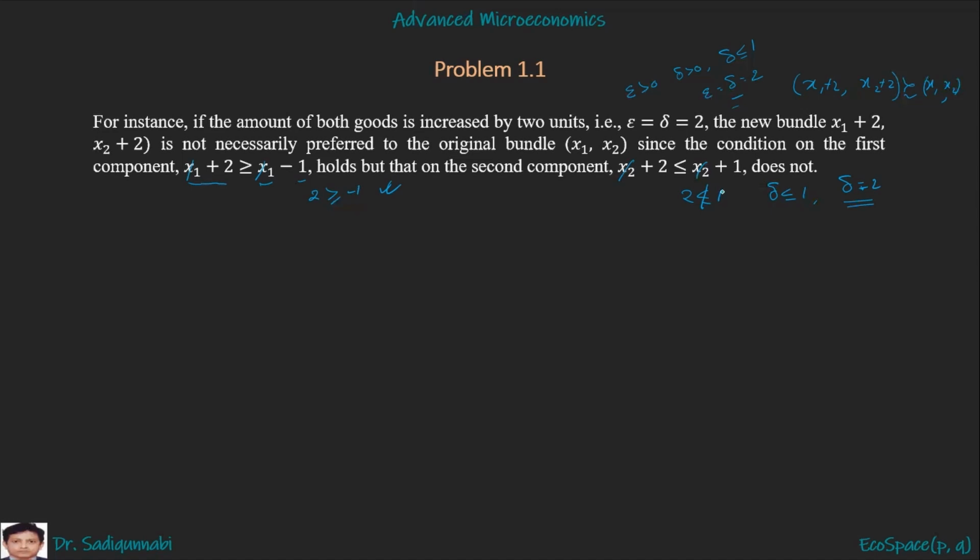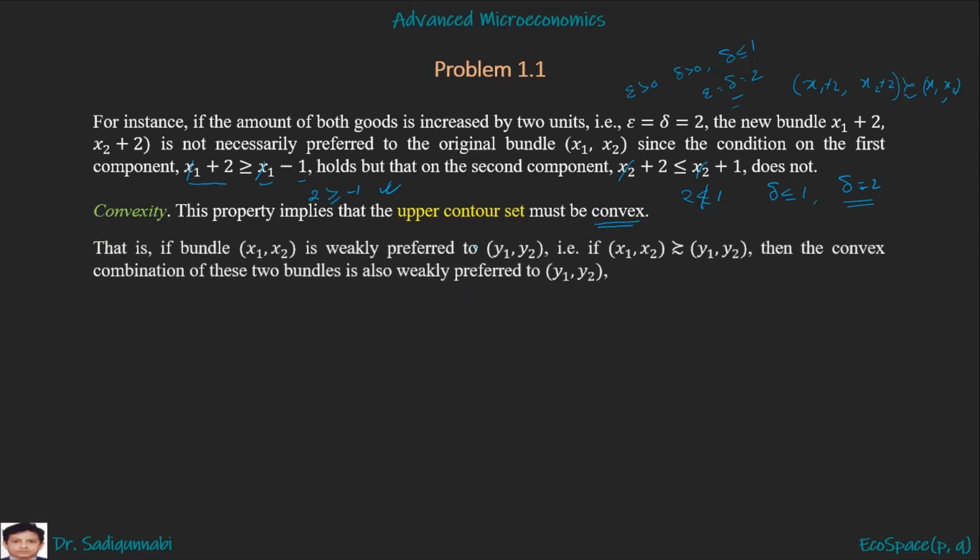Okay. Now let's take the last property, convexity. We know that convexity implies that the upper contour set must be convex. This is very important. For the upper contour set to be convex, if x1 and x2 is weakly preferred to y1 and y2, then a convex combination of these two bundles is also weakly preferred to y1 and y2. This is the condition for convexity.